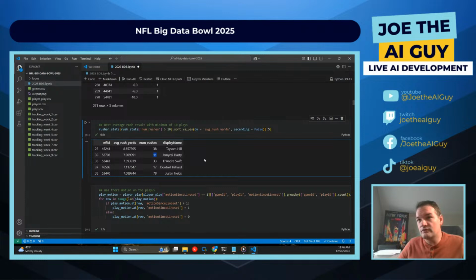Now, this isn't going to tell you, for example, who the best running back is for that season, because a running back will have between 20 and 30 attempts per game. And so you would expect those average rush numbers to be more towards the actual average that we saw earlier of about 4.5 yards.